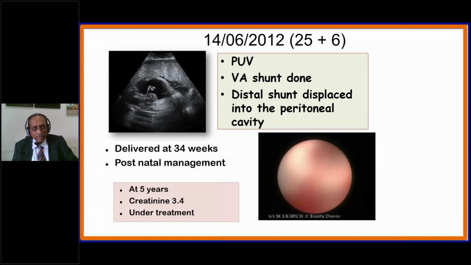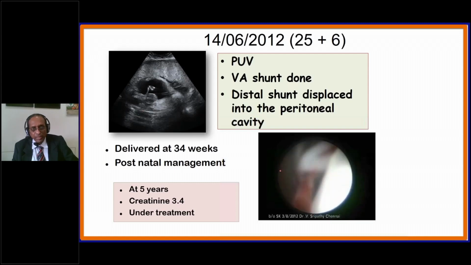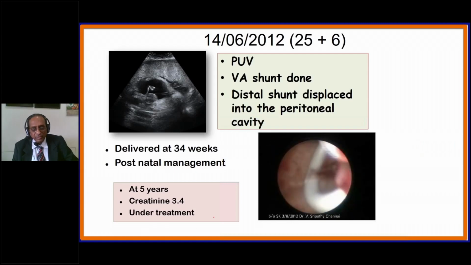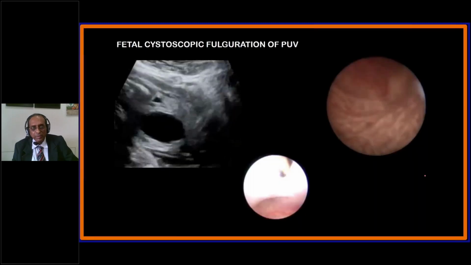Now here's a patient who had a migrated shunt, which retracted into the peritoneal cavity, and you can see the shunt inside the bladder, which was retrieved at birth. At 5 years, the patient has a creatinine of 3.4 and is under treatment.